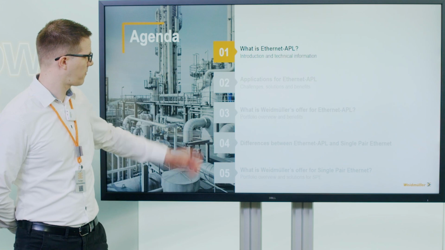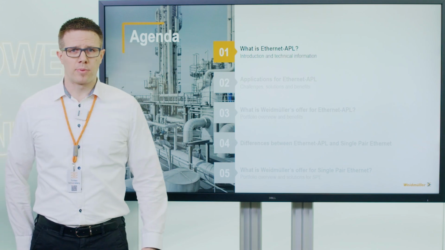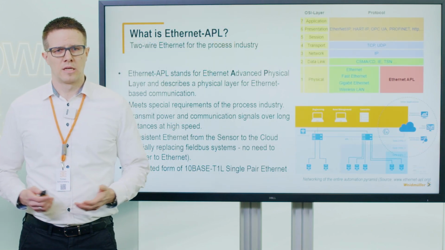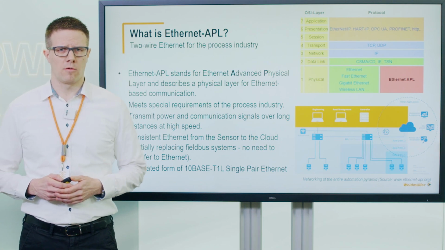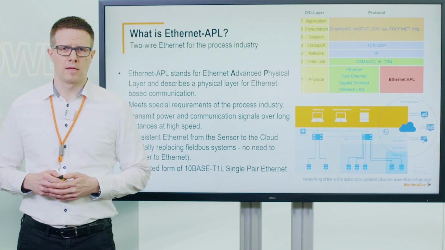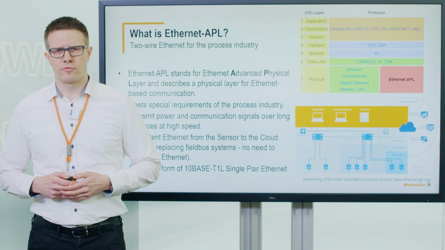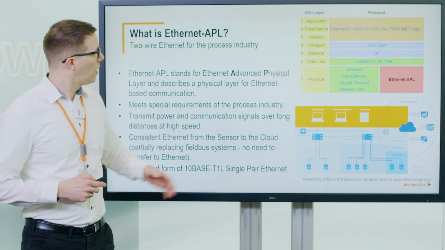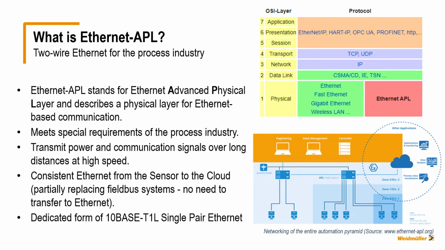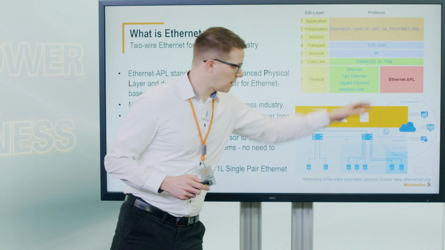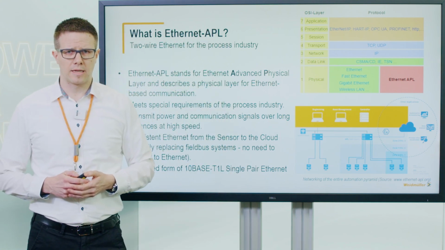Okay, let's start with the first point. What is Ethernet-APL? So Ethernet we already know, but what is now APL? APL stands for Advanced Physical Layer. And when we look at the OSI model here on the top right, we can see that we have the different levels, different layers, and different protocols. And there we see Ethernet-APL as an additional physical layer.